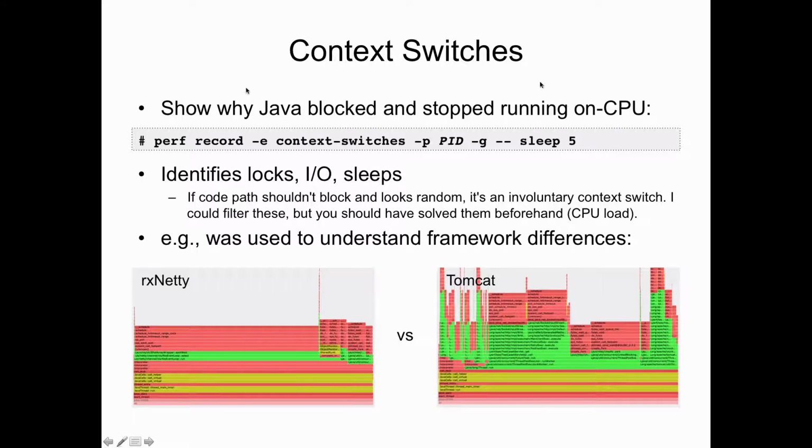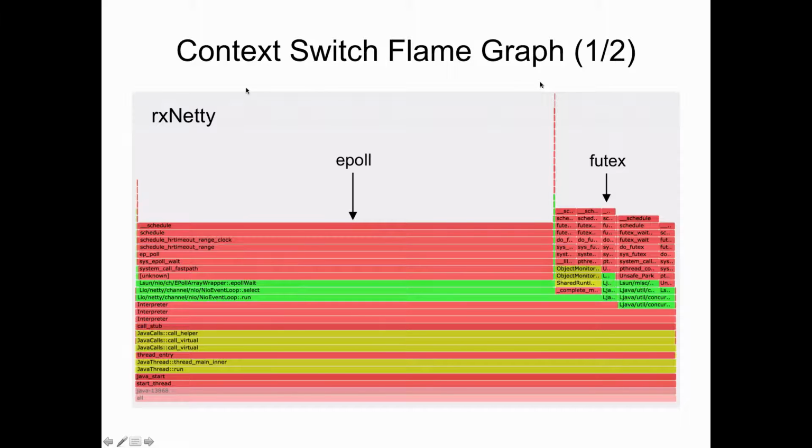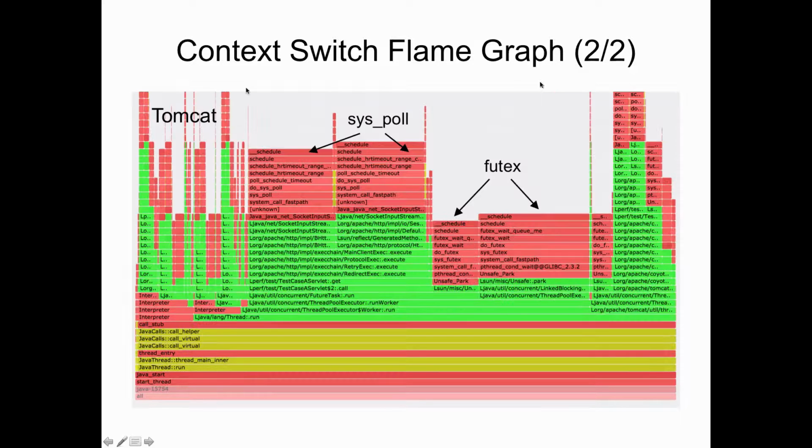I actually did this earlier in the year because we're trying to understand why RxNetty was more efficient than Tomcat. And with RxNetty, most of the time when it went off CPU, it was because it was waiting for work. And then there was some overhead with futex or locks. And then Tomcat was much, much messier. It was blocking because of sys_poll, which is a less efficient way of waiting for work than epoll. And all sorts of other things as well, like lock contention was showing up.